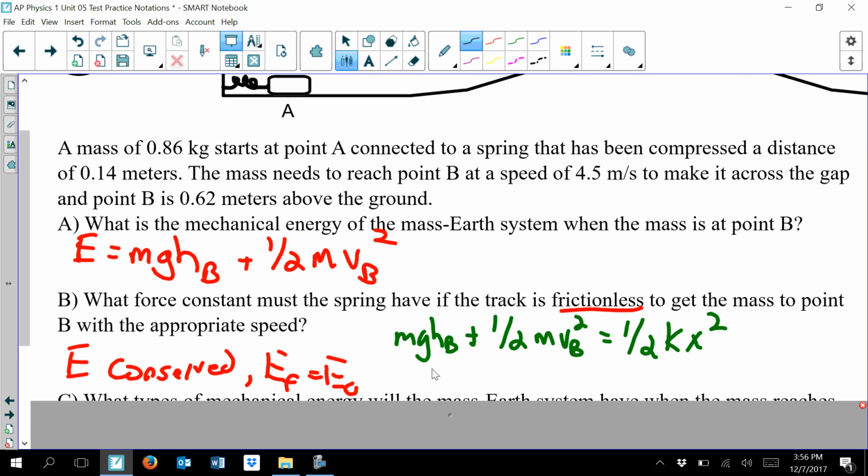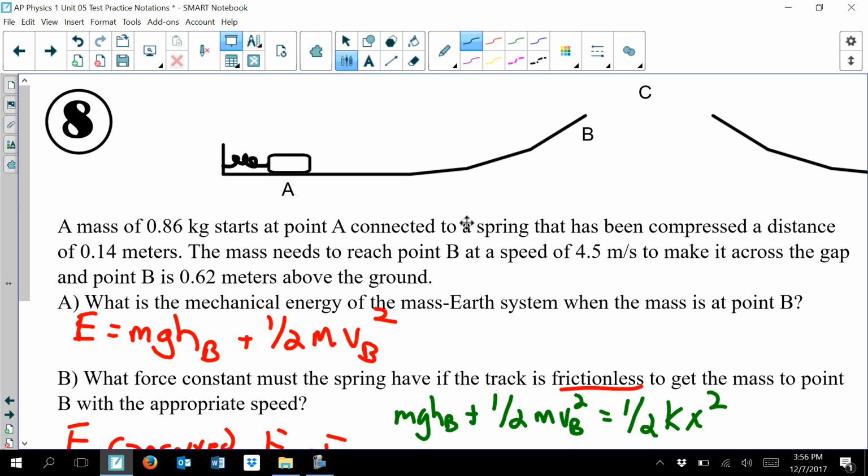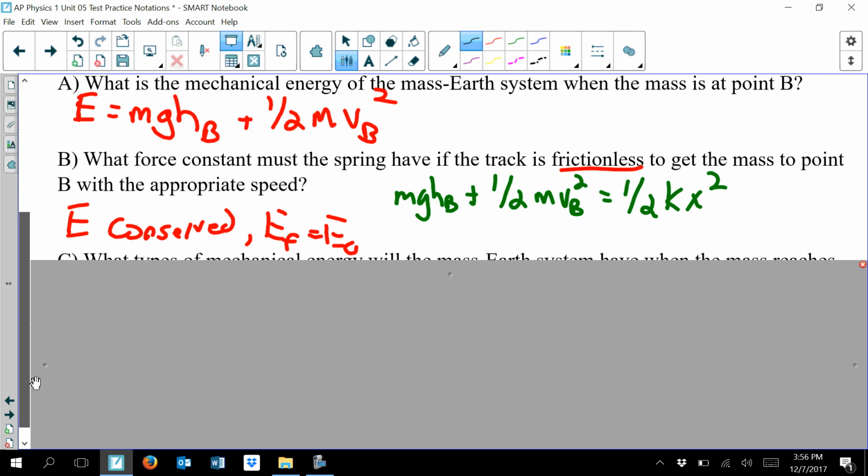That energy is conserved. There's no friction there. So if we take this total energy here, at the beginning, that has to equal just 1/2 kx squared. So we know the x, that distance that it has been compressed. Now we're looking for the spring constant of the spring to make all of that fit.